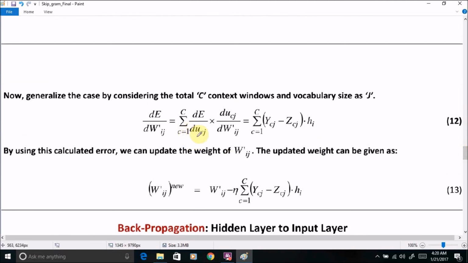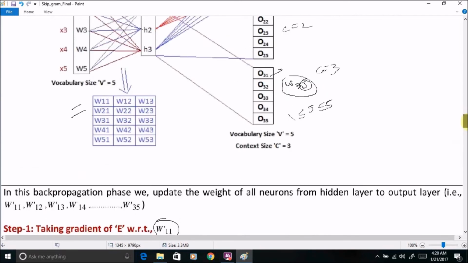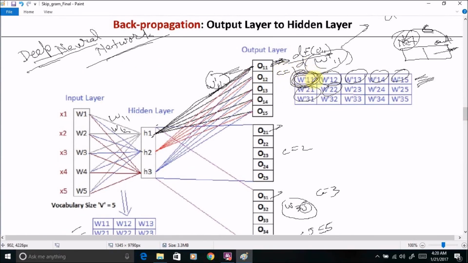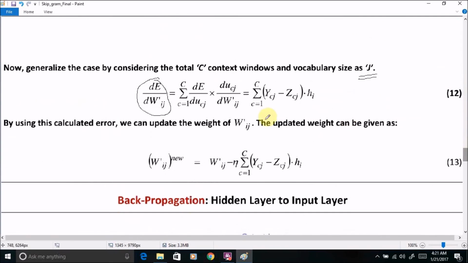We can generalize this calculation by considering a total of C context windows and a vocabulary of size J, as we did earlier. In this case, for the weight Wij of this matrix, instead of W11, first we take the derivative of the error with respect to Wij, and we use this derivation result here to update the value of the neuron weight Wij.